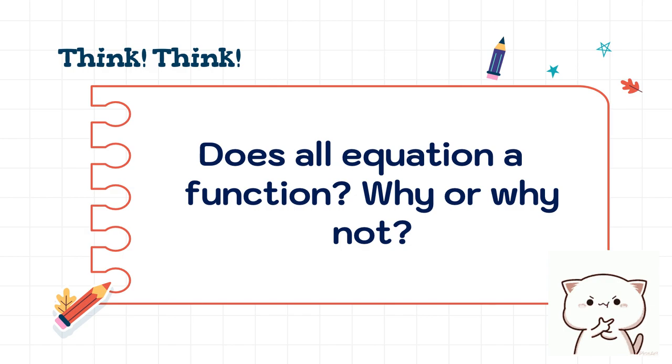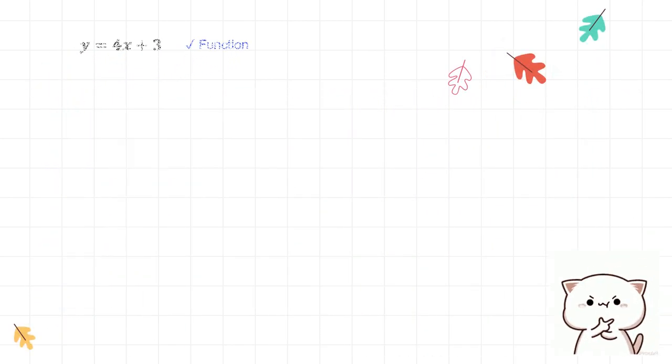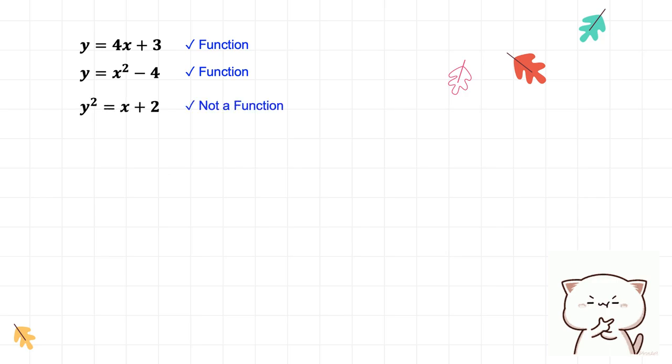But do we have an example of an equation which is not a function? Is it a yes or a no? The answer, let's see. Okay, so let's have the equation y is equal to 4x plus 3 and that is a function. Definitely it's a linear function. Number 2, y is equal to x squared minus 4. It is also a function, which is a quadratic function. But for number 3, the equation y squared is equal to x plus 2 is not a function.